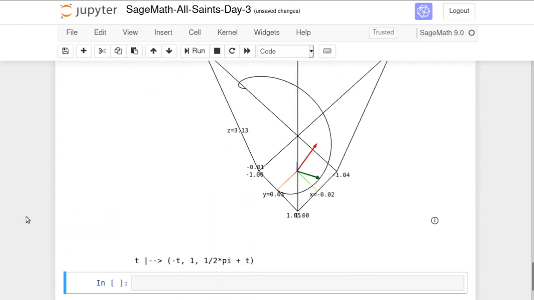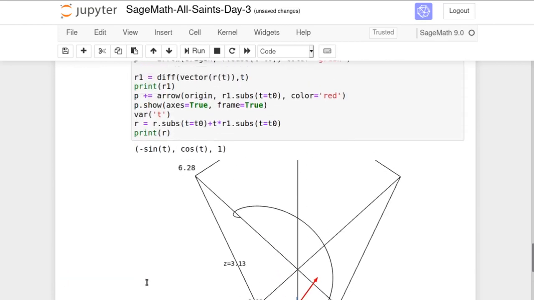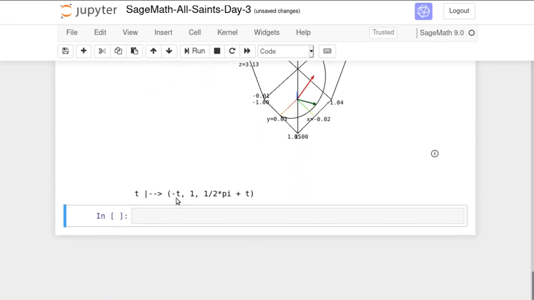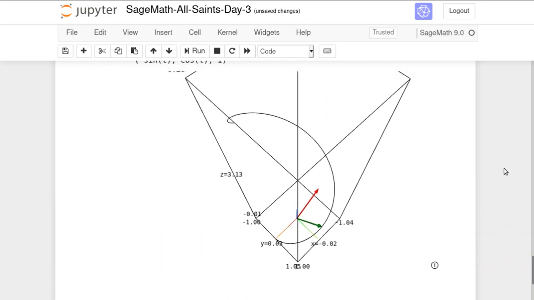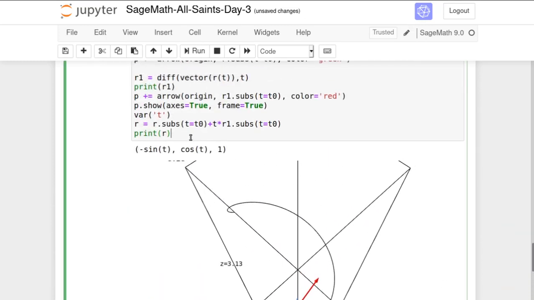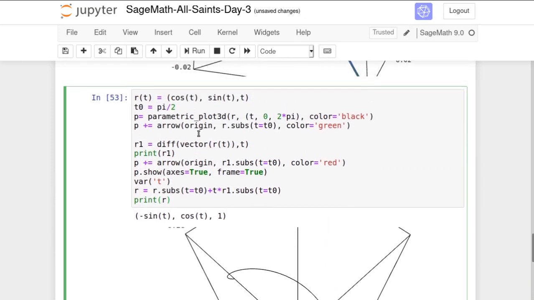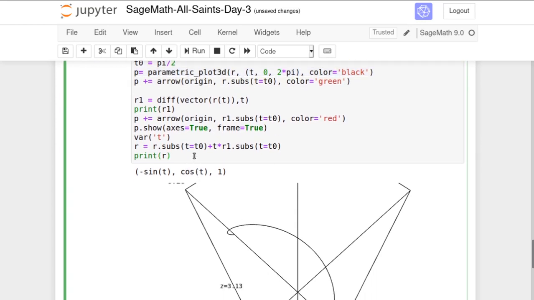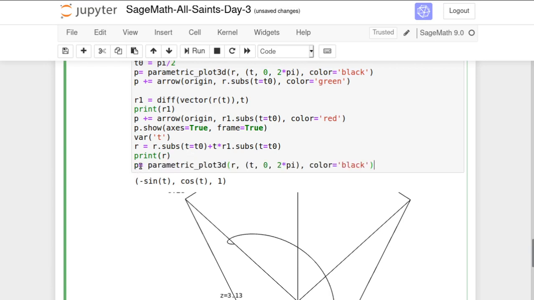Okay. So we are getting the parametric equation of the tangent line. What is the parametric equation? Minus t, 1 by 2 pi plus t. This is the parametric equation of the tangent line. Now, if you want to plot the tangent line, we can plot it directly using the parametric plot. So, P plus equal to parametric plot.